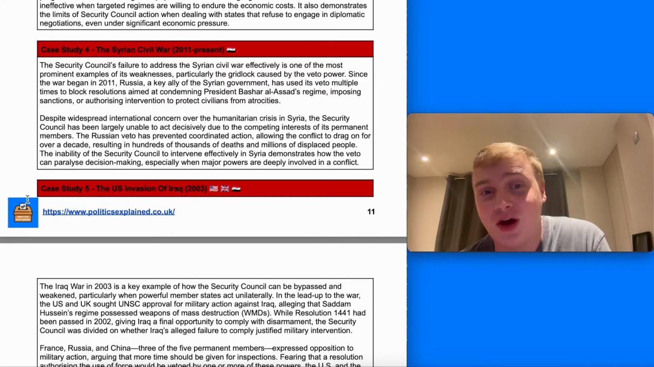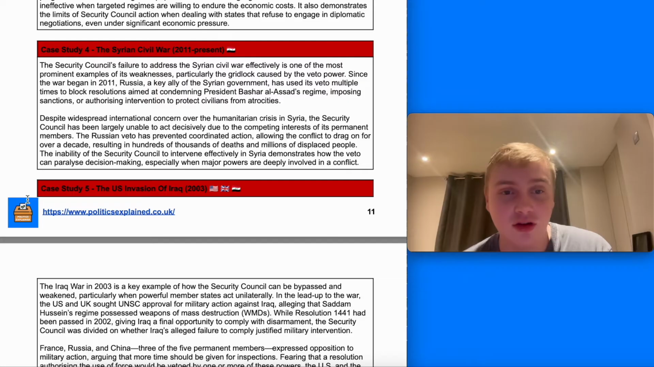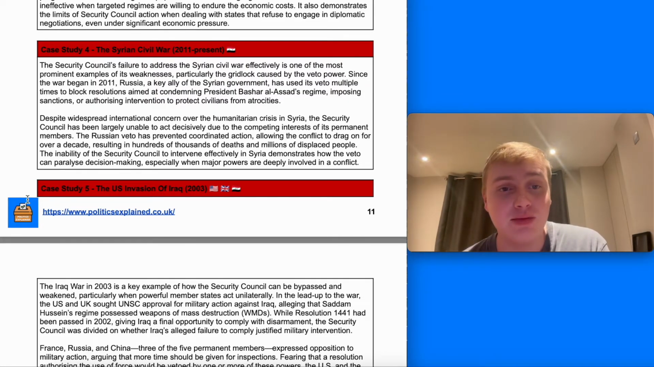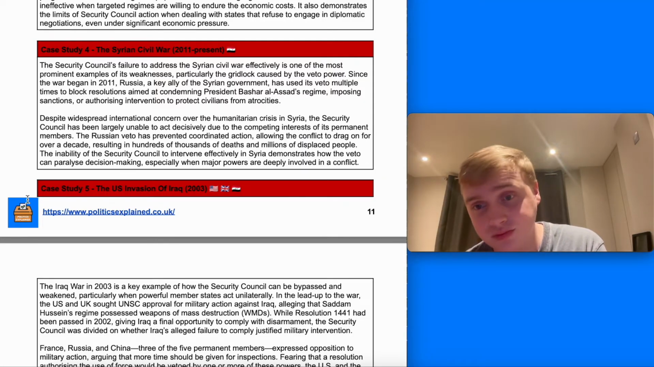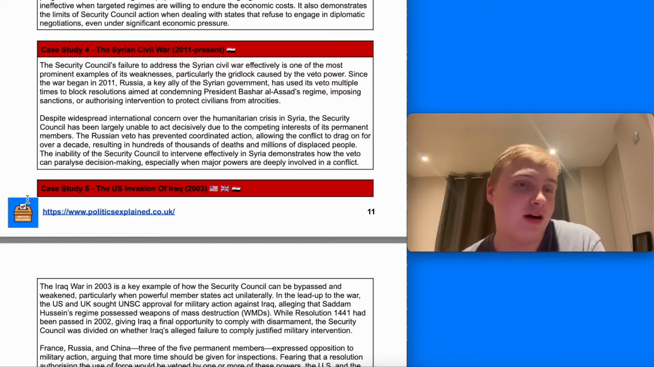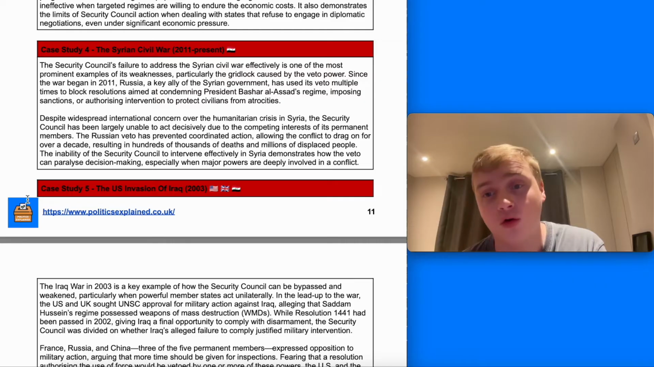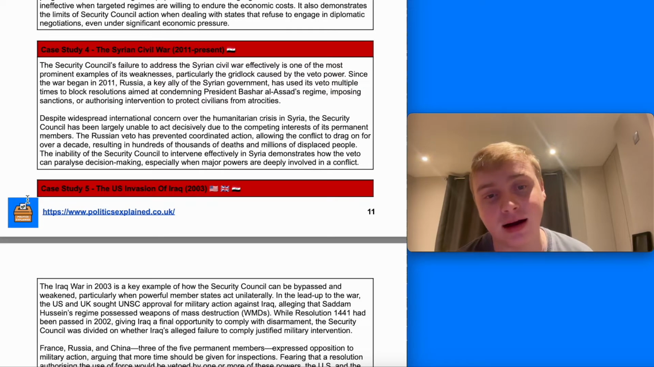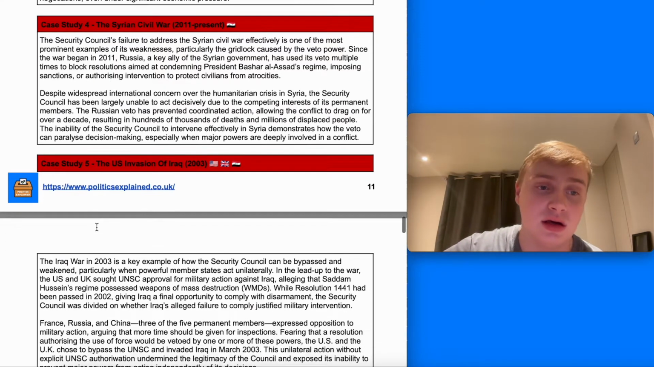There was so much vetoing that nothing happened. It was a huge humanitarian crisis. Hundreds of thousands of people died in the conflict, but due to gridlock and the veto, nothing was done by the UN. Very little was done by the UN Security Council to offer humanitarian support or try to bridge the conflict or achieve peace, allowing the conflict to drag on for over a decade. This really shows how the veto can paralyse decision making, especially when major powers are deeply involved in the conflict.